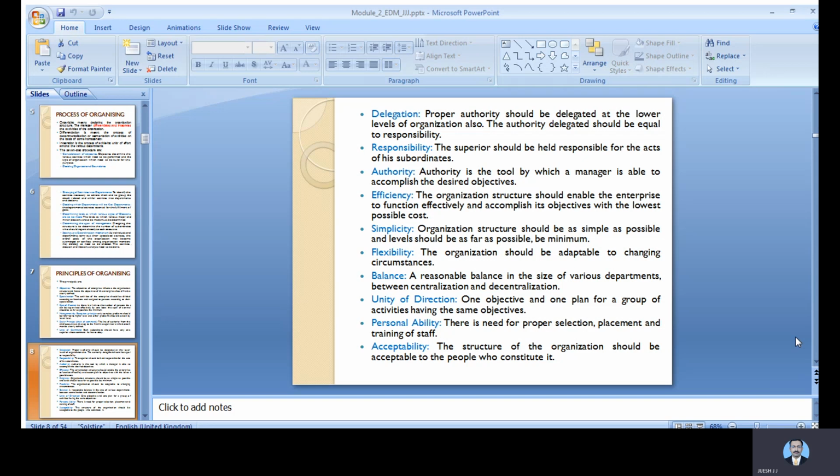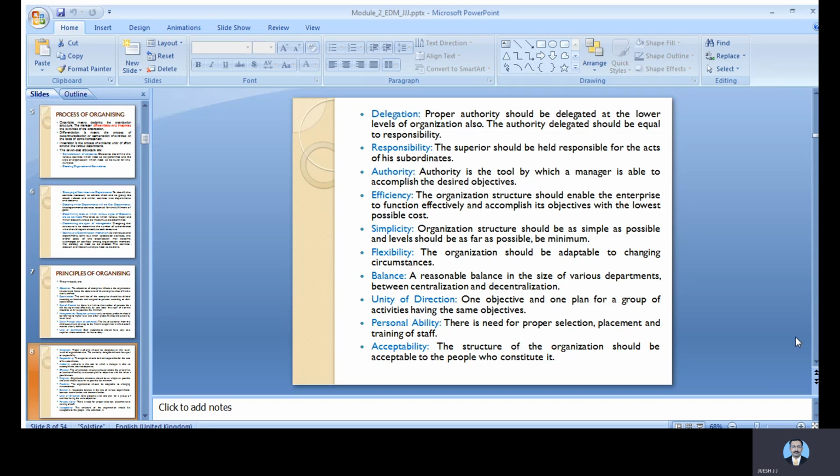Then we have delegation. Proper authority should be delegated to the lower levels of the organization also. The authority delegated should be equal to the responsibility. So you should have a proper delegation of power, and each individual should be held responsible for whatever activities he has been given. Then we have responsibility. The superior should be held responsible for all the acts that the subordinates perform, and he should make sure that the subordinates do the work properly and come out with better results.